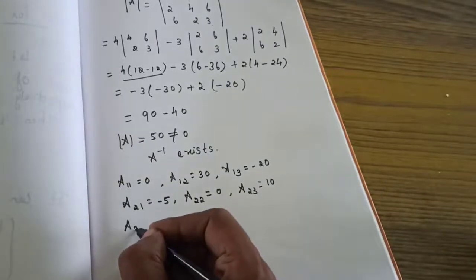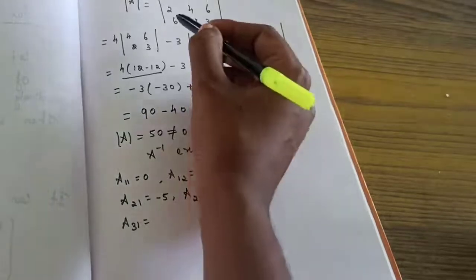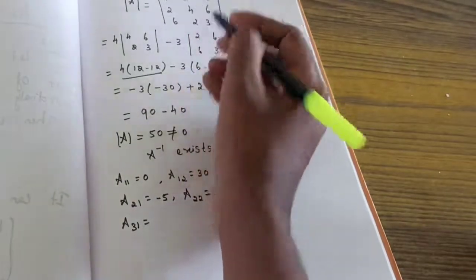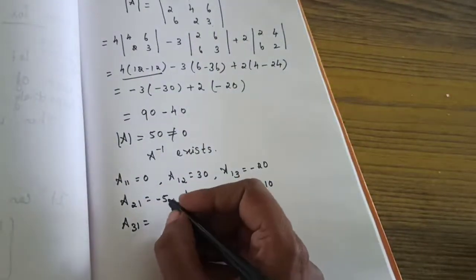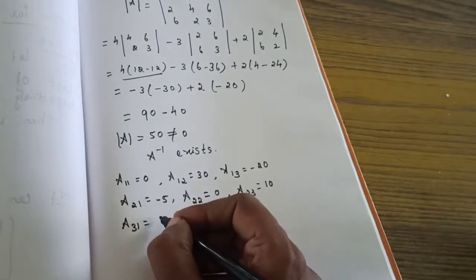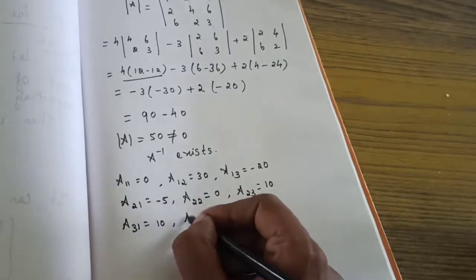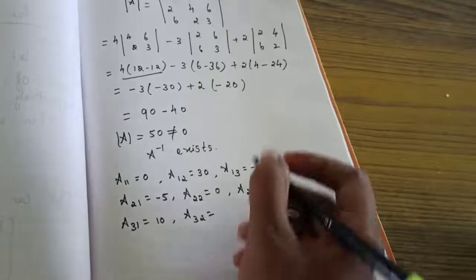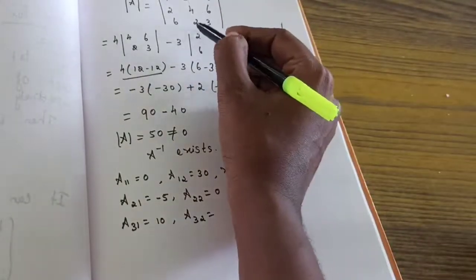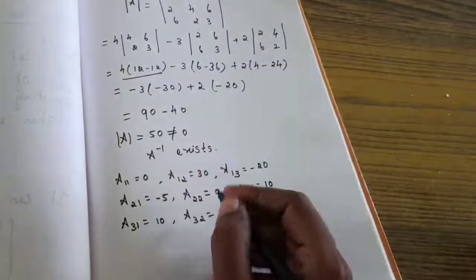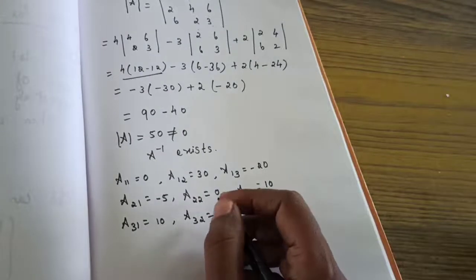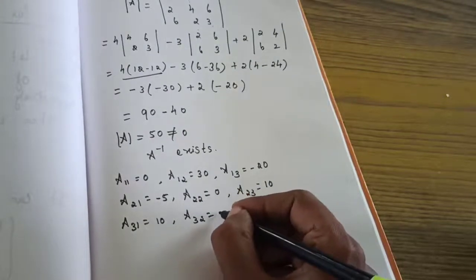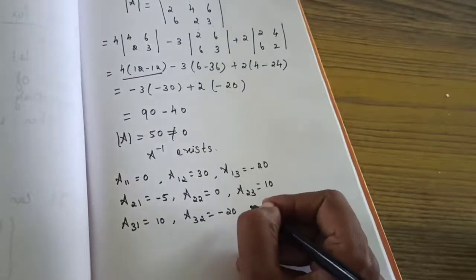The next one is A31 is equal to. So this and this will go. So how much will you get? 3 6s are 18. 18 minus 8, so 18 minus 8 means 10. The next one is A32 is equal to. This and this will go. So how much will you get? 4 6s are 24, minus 4, that is 20. One minus is outside, so it is minus 20.